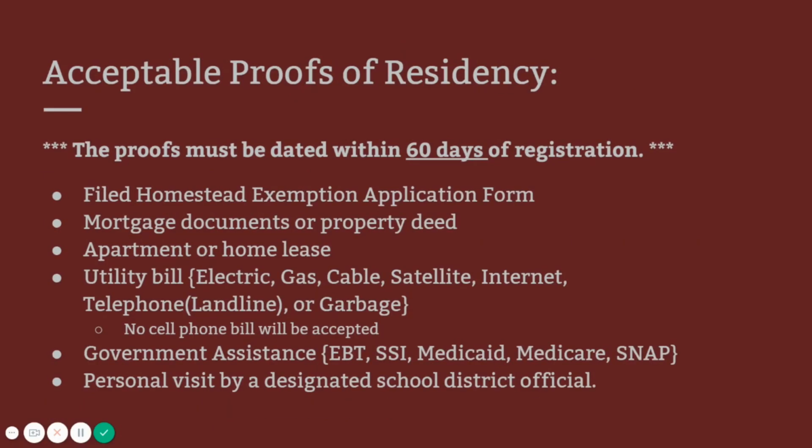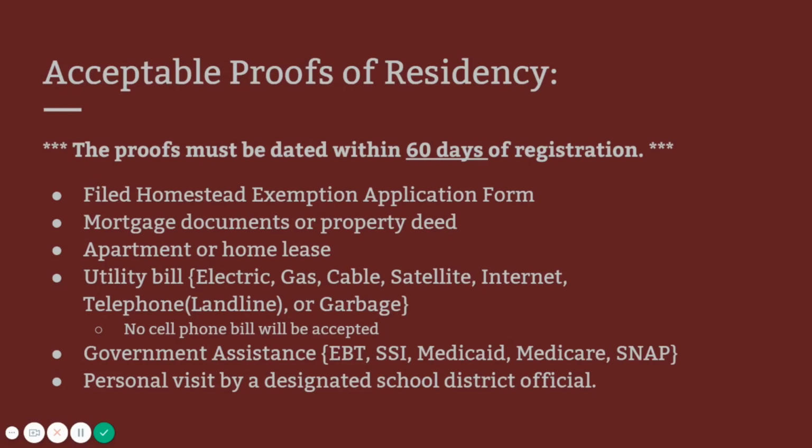Acceptable proofs of residency are as follows: filed homestead exemption application form, mortgage documents or property deed, apartment or home lease, utility bill, electric, gas, cable, satellite, internet, telephone, landline, or garbage. No cell phone bill will be accepted. Government assistance, EBT, SSI, Medicaid, Medicare, or SNAP, or a personal visit by a designated school district official.